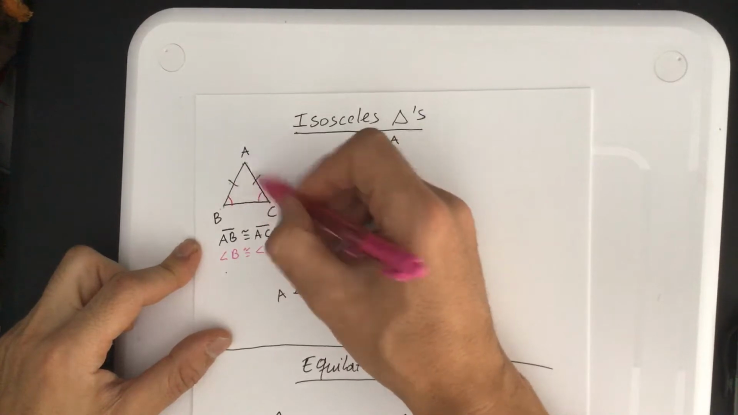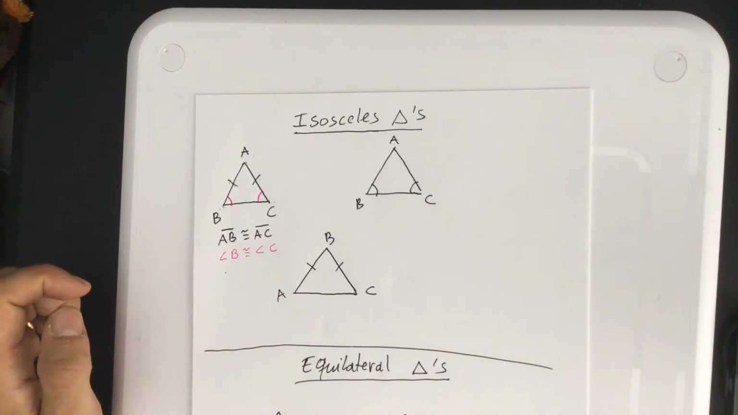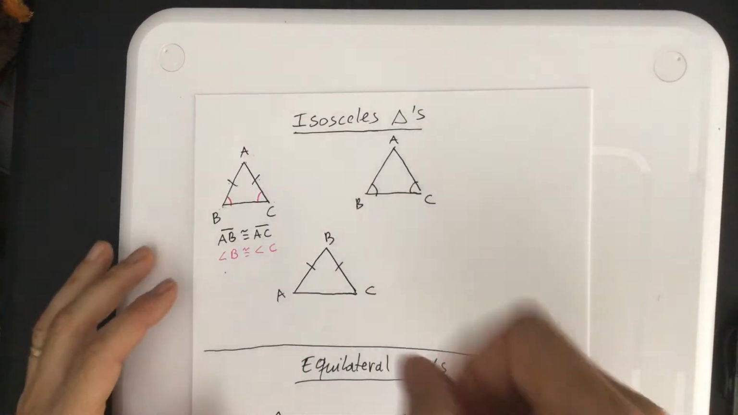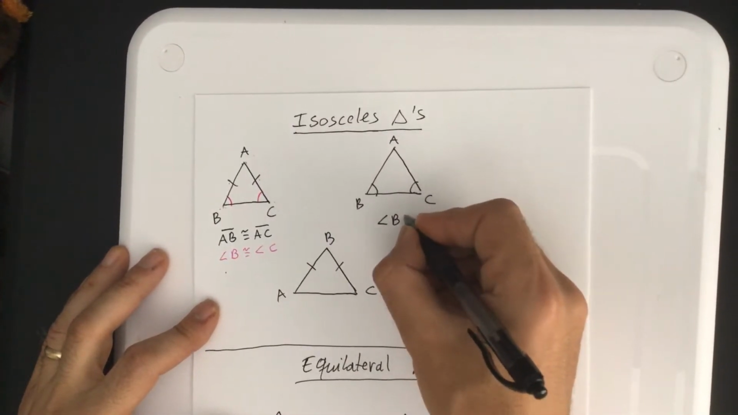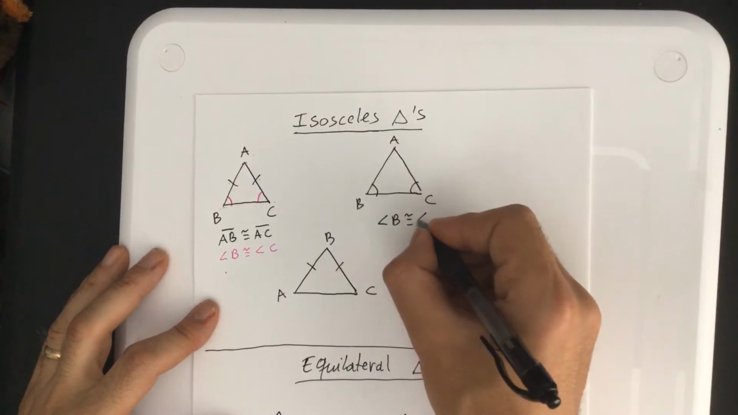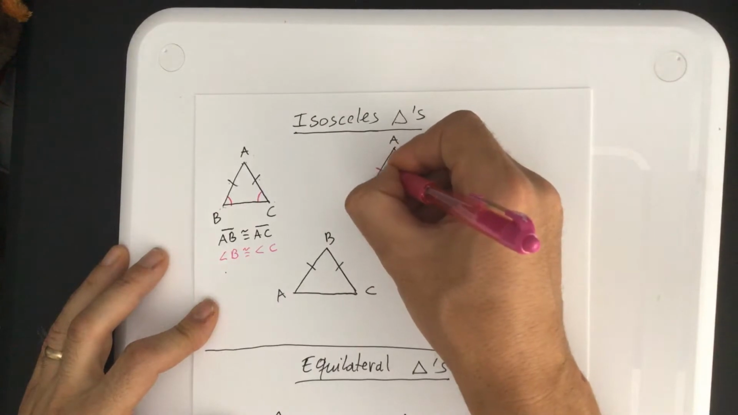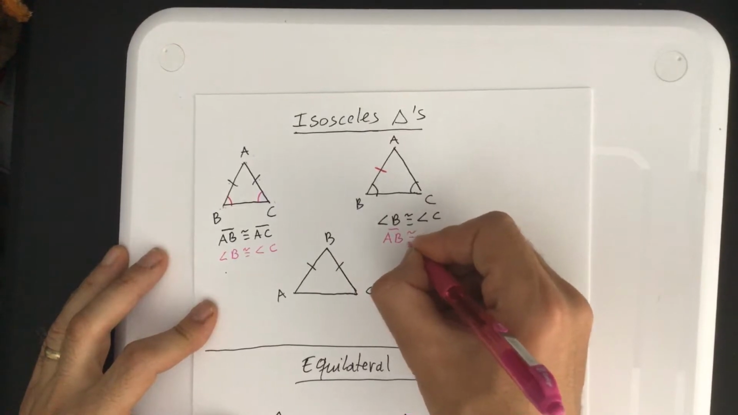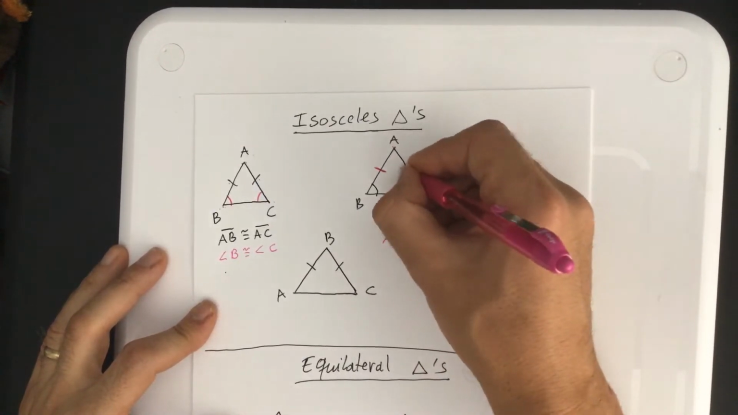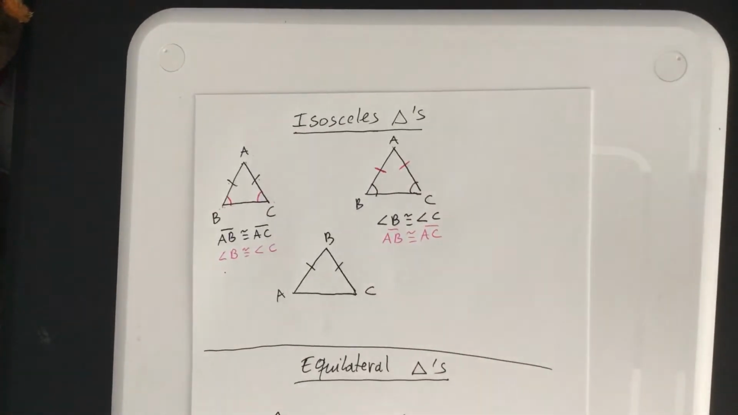So if you have two sides that are equal to each other, then the two angles here are also gonna be congruent to each other. And it works the other way around. We got over here that angle B is congruent to angle C, have the same measurement. Then that means that the side AB is gonna be congruent, have the same measurement as the side AC. Pretty simple, right? Now let's look at another property here.